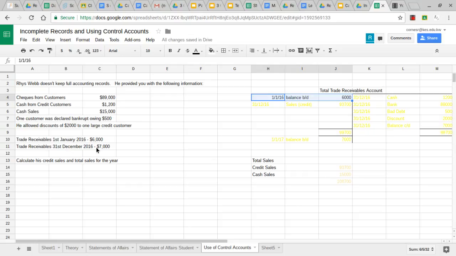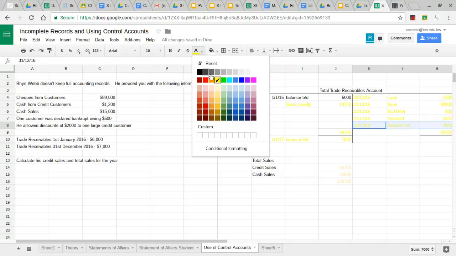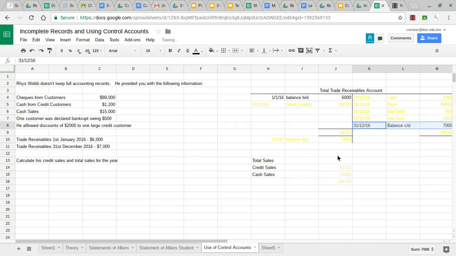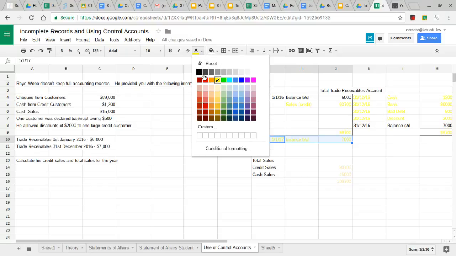And what I can also do is put my balance carried forward because I know that goes on the opposite side. So at the end of the year, this business knows they are owed 7,000. So put the two balancing figures in.